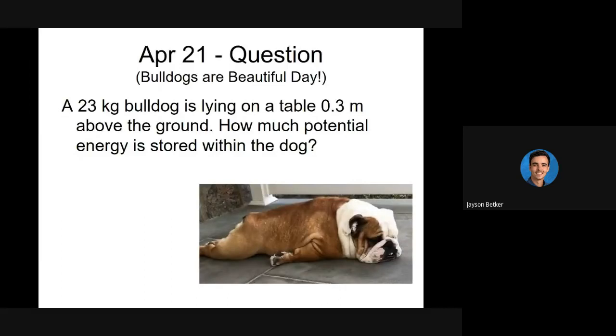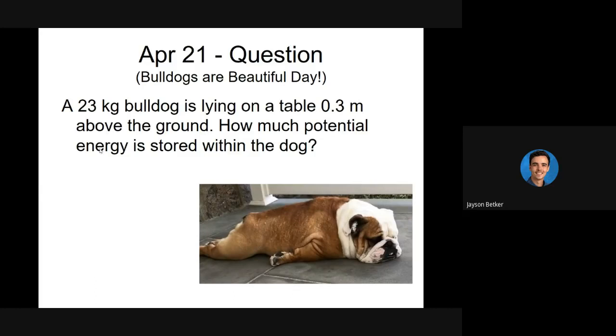We are going to do a review on gravitational potential energy. So a 23 kilogram bulldog is lying on a table, which is 0.3 meters above the ground. How much potential energy is stored within the dog? You can pause the video now and apply our gravitational potential energy formula to this question, solve it, and we can move on.